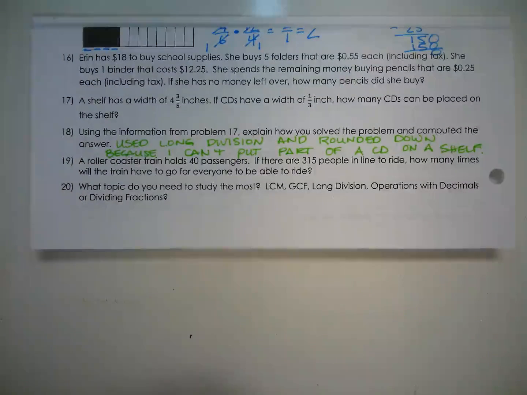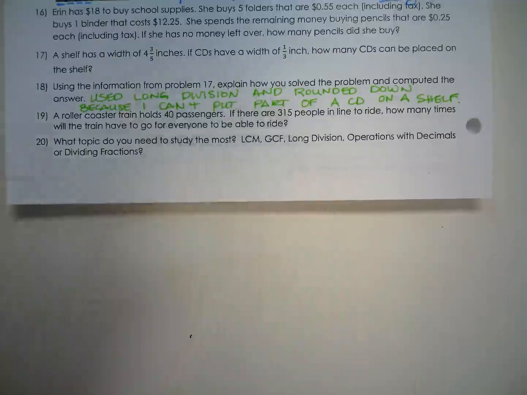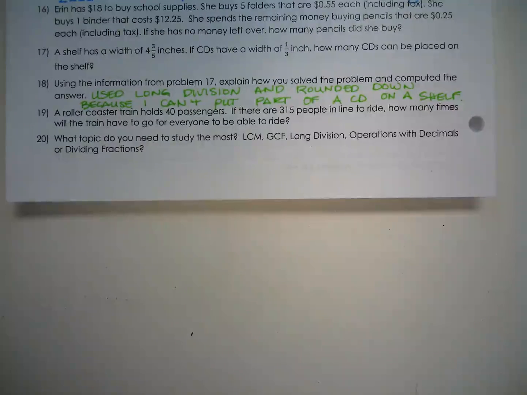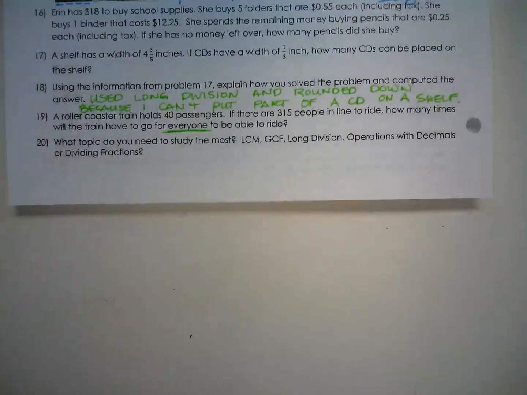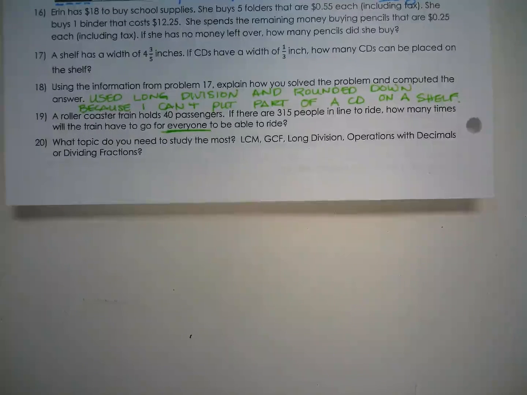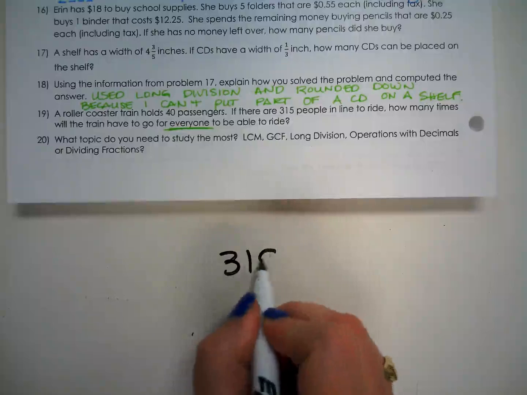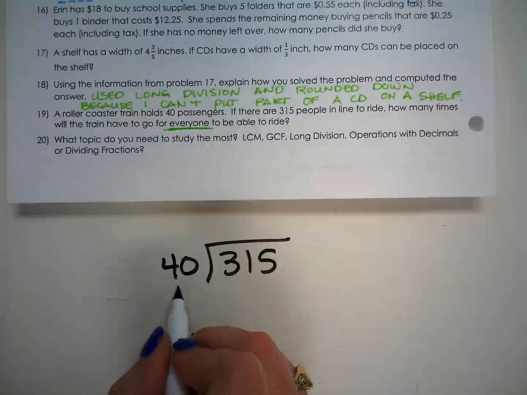Okay. Question number 19 says that a roller coaster train holds 40 passengers. If there are 315 people in line to ride, we want to know how many times the train will have to go for everyone to be able to ride. Everyone is a key word here. We're not leaving anybody out. So even if we have remainders left over, they need to ride too. So we're going to take that 315 people that are in line, and every time a train goes down, 40 people get to go. We want to know how many times we can do that.